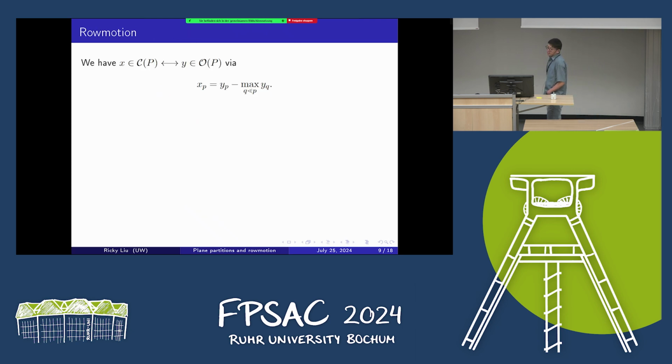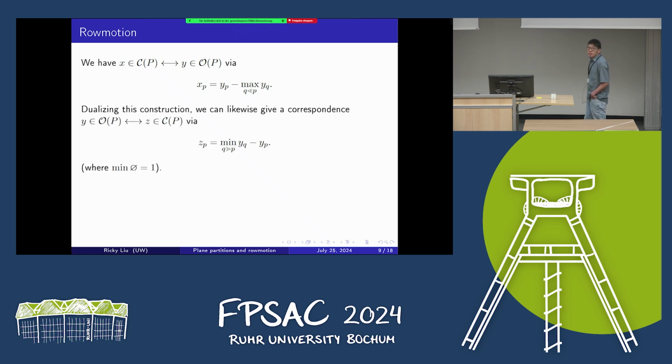This is what I just said. But there's one funny thing about this, which is there's another thing you could try to do. The reason this works is because you're taking y_p and subtracting the maximum label below it, and we're in the order polytope, so we know those are all smaller, so there's going to be some non-negative number.